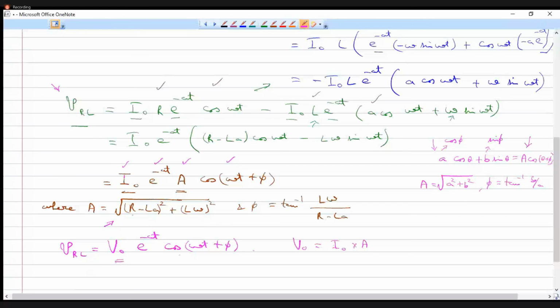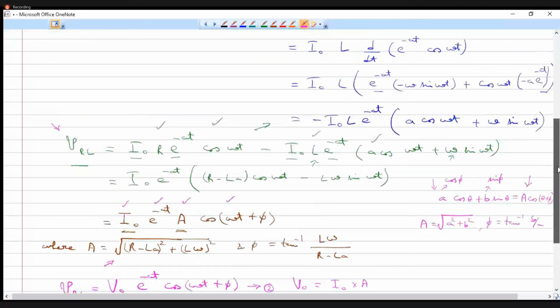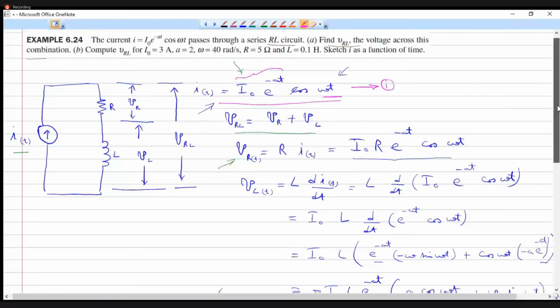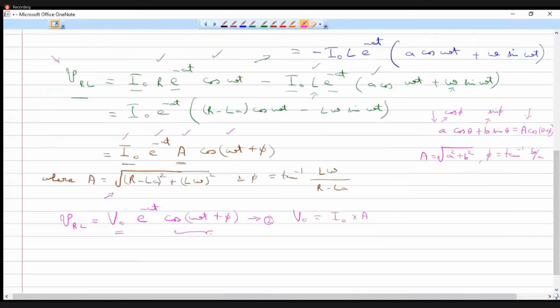Now, why I wrote it like this is so that we can compare this voltage across the combination of the resistor and inductor with the current that is passing through it. When I compare this, you don't have to worry about this term. I need you to focus only on the phase part, that is, what is happening to the phase. Here we have cos omega t, that is the current, and here we have cos of (omega t plus phi). So which is leading and which is lagging?